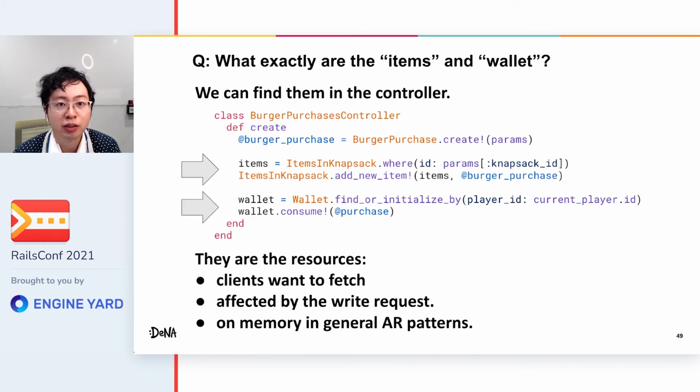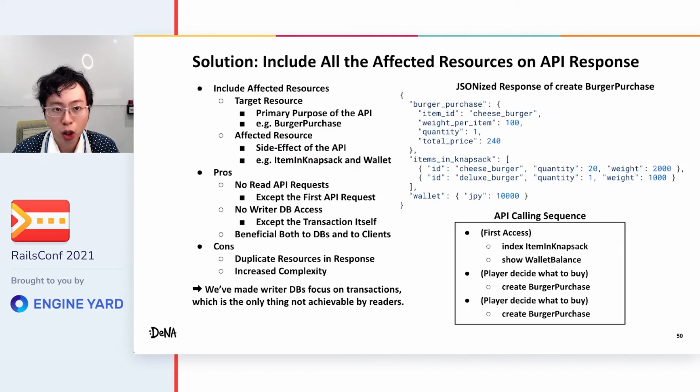We can find them in the controller. They are the resources the client wants to fetch, the resources the write request affected as a side effect, and the resources Rails has in memory as Active Record instances. So, the solution is to include all the affected resources in the API response.